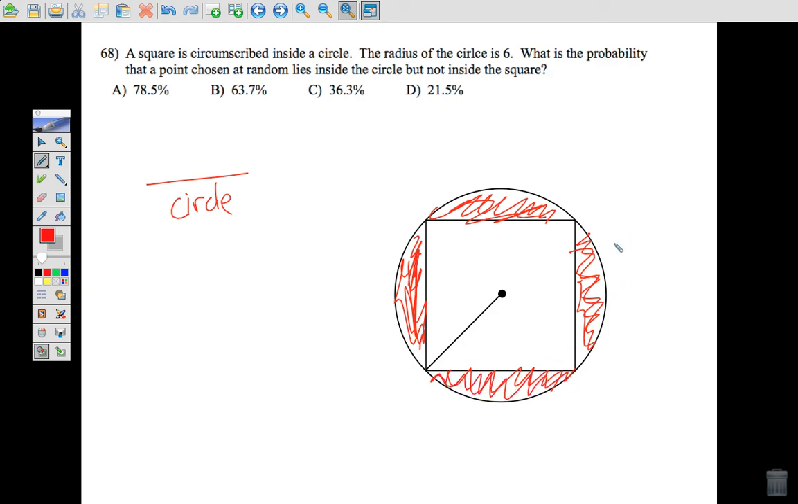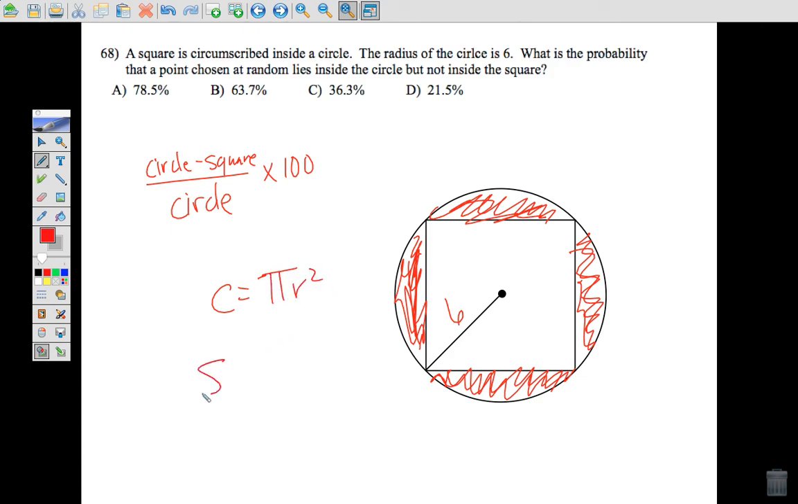Okay, so that's the shape we're talking about, which the only way to get is to take circle and subtract square. Always multiply by 100 to get it to a percent. Now we have the radius is 6, so you still do pi r squared for this.